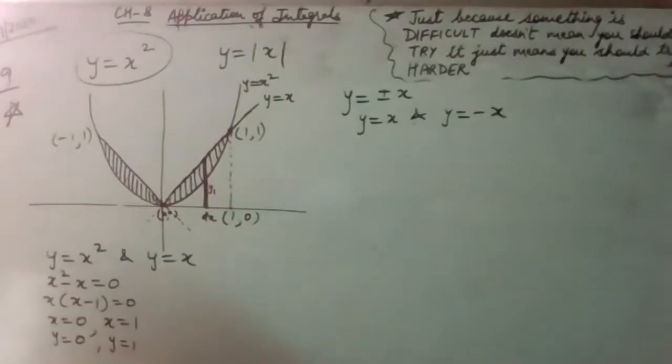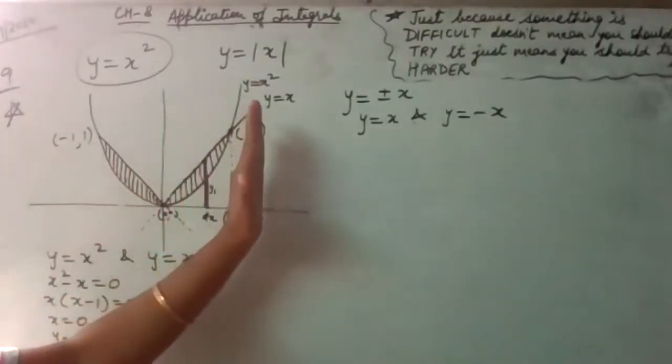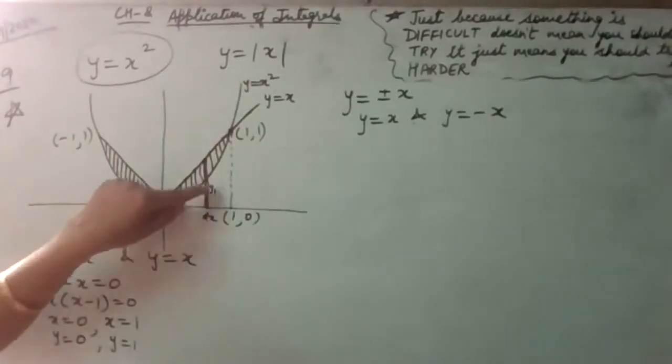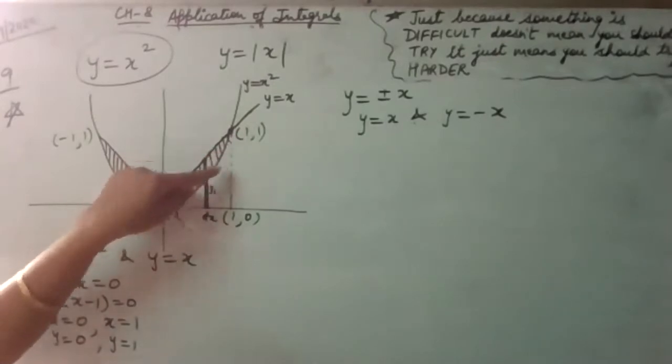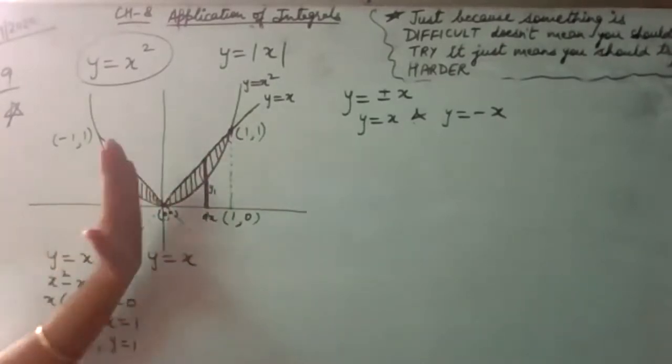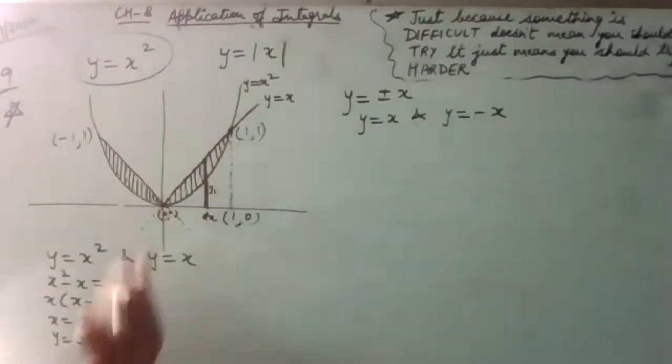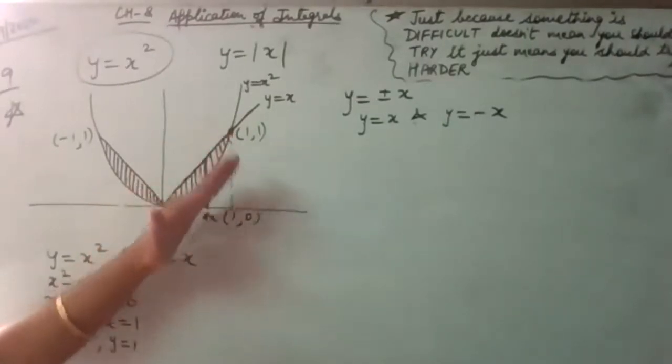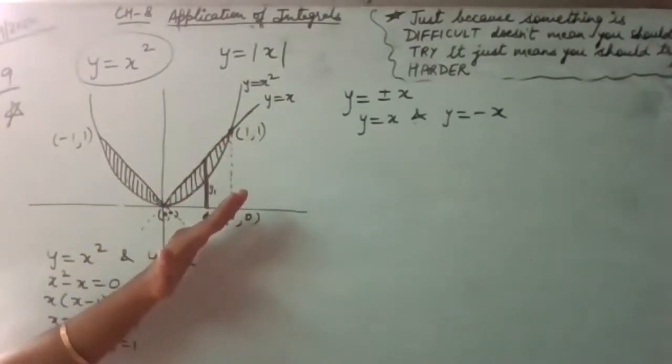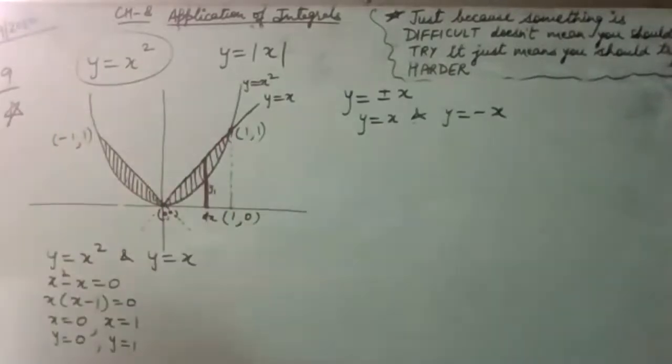Okay, we need the shaded region. So how to find out this shaded region? The complete area we find out, and we subtract the area below the parabola. If we find out the complete area of the triangle and subtract the area below the parabola from that, we will get this shaded region.